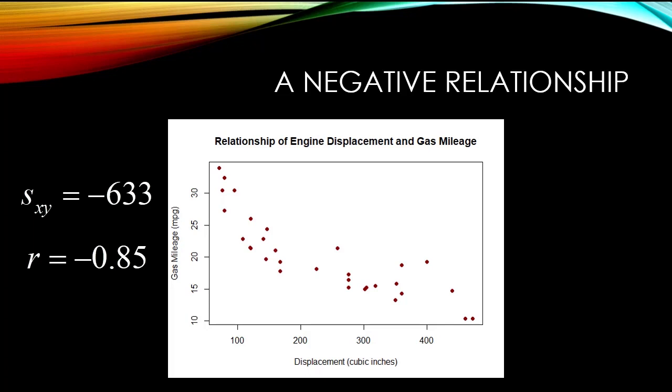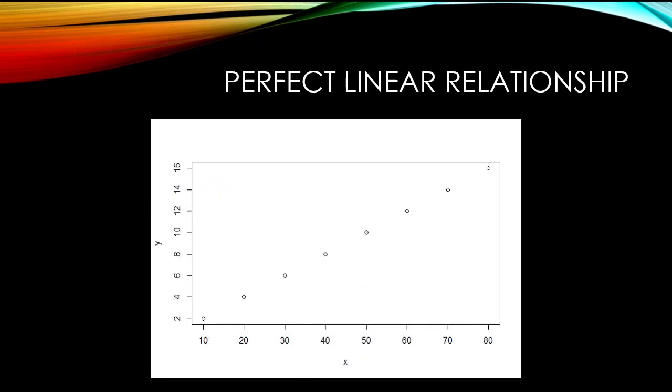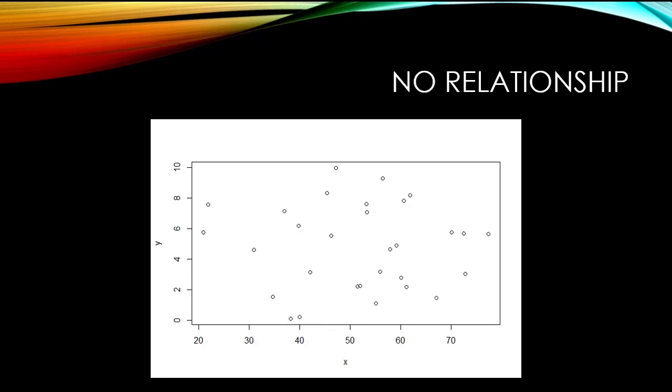What would a perfect linear relationship look like? It would look like this. When we measure every unit on the two variables and place them in a scatter plot, they would all fit perfectly on a straight line. The line could be sloping upward for a positive relationship or downward for a negative relationship. What about no relationship? That would look like this. It would look as though someone randomly scattered points across the scatter plot. There's no pattern. The correlation is 0, indicating no relationship.